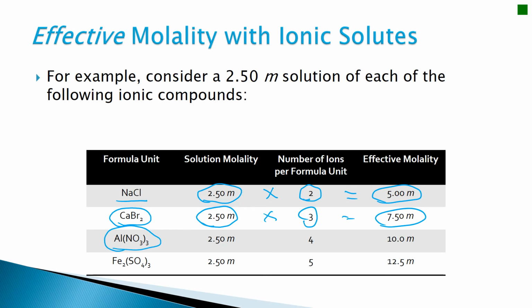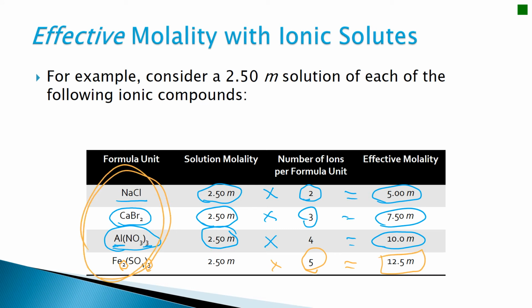Al(NO3)3, once again, if these were all 2.5 molal, gives off 4 ions because you get 1 from the Al and 3 from the NO3, so its effective molality would be 10. Whereas Fe2(SO4)3, we get 2 from that, 3 from that, so its effective is 5 units, so its total would be 12.5 molal. So this has a significant impact on what type of salt, or ionic compound, or solute you use in a solution.